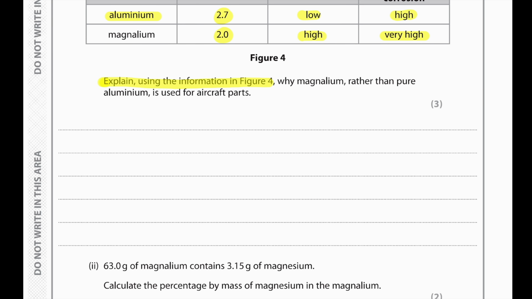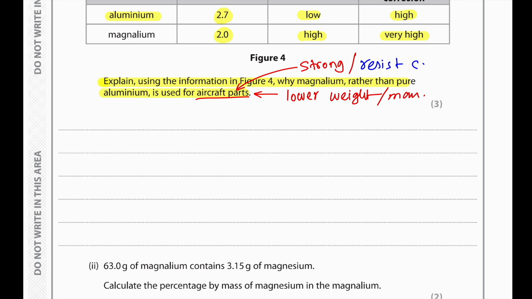Explain using the information in figure 4 why magnesium rather than pure aluminium is used for aircraft parts. For using a particular metal to build aircraft parts, one of the important things that needs to be considered, because it's a particular device that we are going to fly around with, is that it needs to be of low weight. Magnesium has lower density, so it requires lower weight or basically lower mass. It needs to be strong and it needs to resist corrosion from the weather.